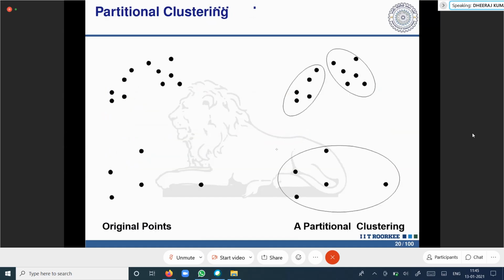Okay, so just to show, for example, let's say you have these data sets, and you want to do partitional clustering. For example, here you say, okay, these are my two clusters, all these points belong to cluster 1 and all these points belong to cluster 2, or you can say there is only one cluster in this data and all the points belong to only this cluster.